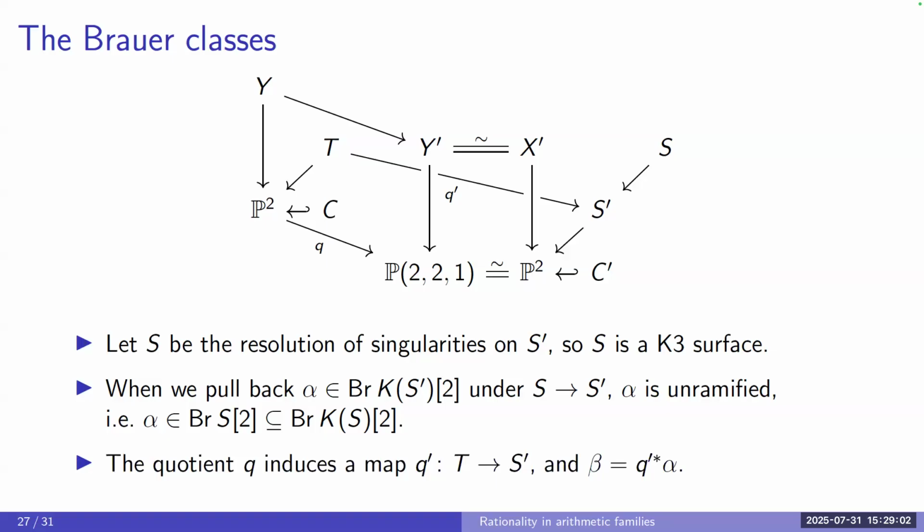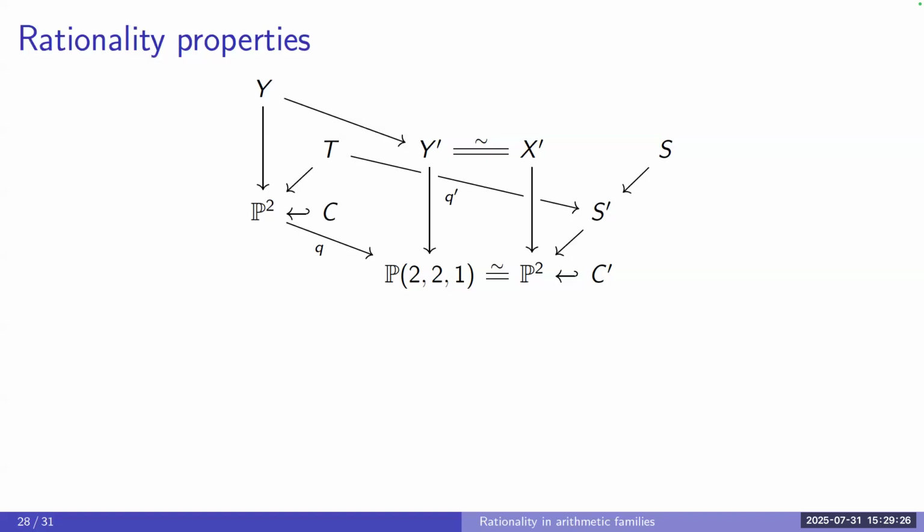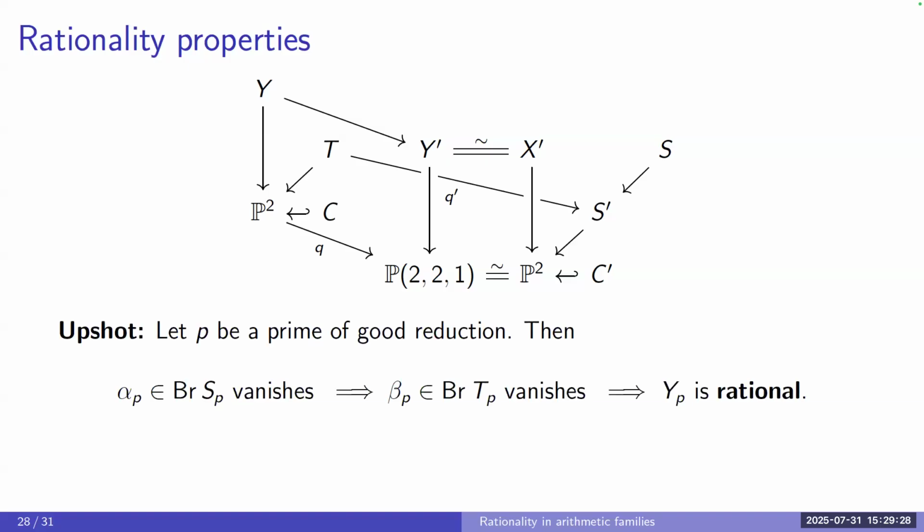Okay, and then the quotient map also induces a map on these discriminant double covers. And so under this map that I called Q prime, I can take my Brauer class alpha and pull it back, and it exactly pulls back to the class beta that we get here. Okay, so as I said, I am going to get this very complicated picture. So what's the point? Why did I do all of this?